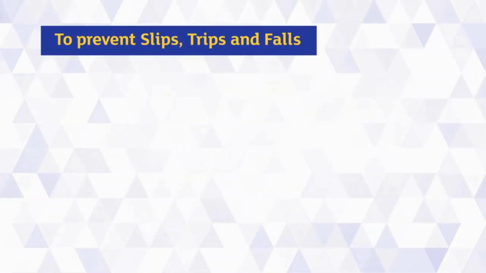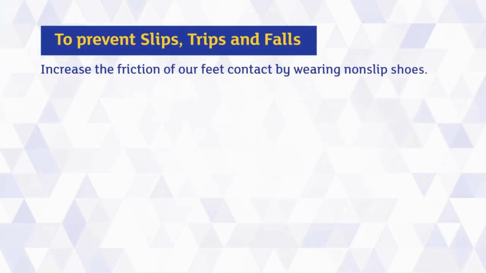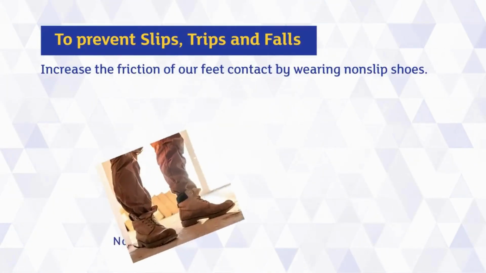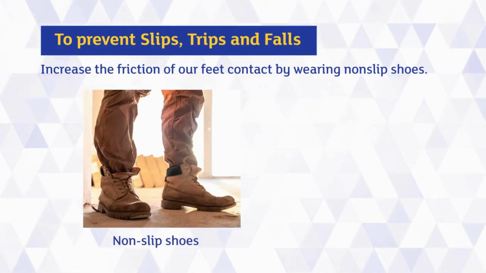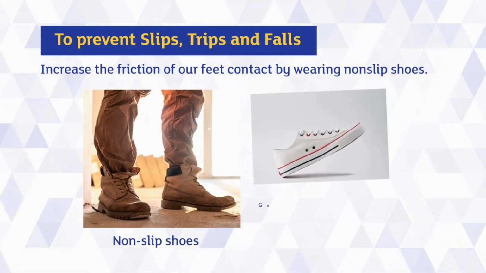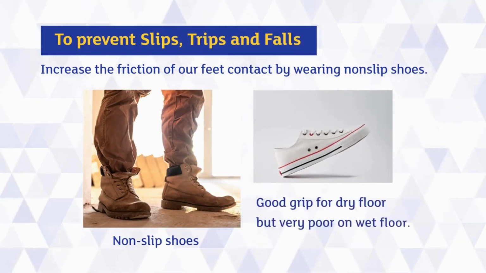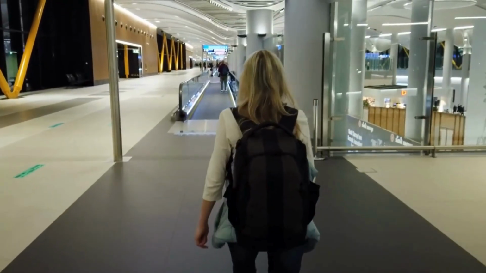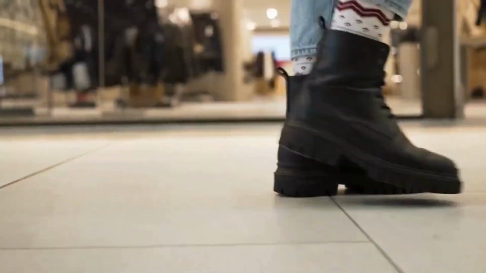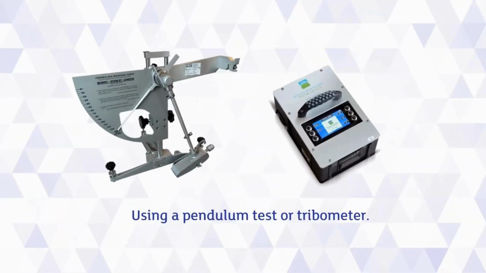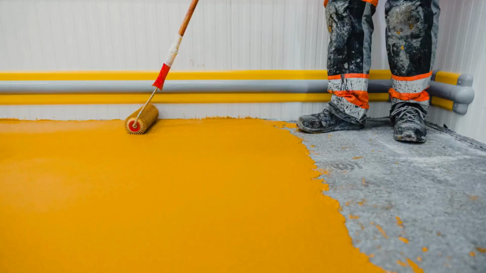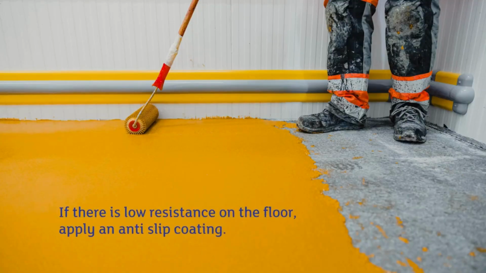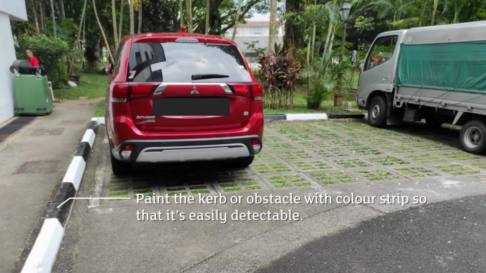To prevent slip, trip and falls, we can increase the friction of our feet contact by wearing non-slip shoes. Remember, sneakers have a good grip for dry floor, but very poor on wet floor. Test the floor on friction with high traffic or worn-out surfaces, such as public area, using a pendulum test or a tribometer. If there is low resistance on the floor, apply an anti-slip coating. Paint the curb or obstacle with color strip so that it is easily detectable.